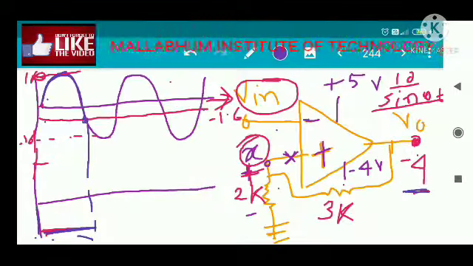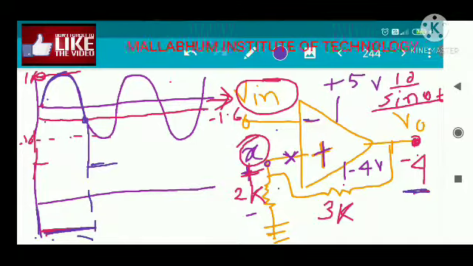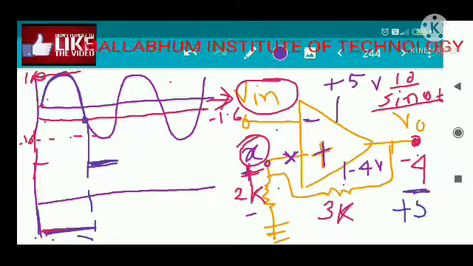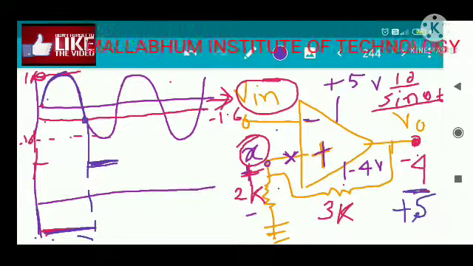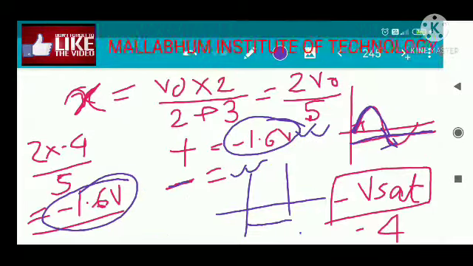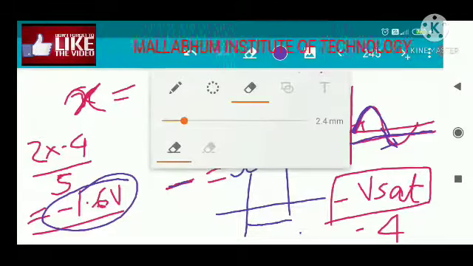then this point potential will be higher than this point potential because input is going below minus 1.6. Then output will switch back to plus B sat. So how long will it maintain plus B sat? As long as this voltage becomes plus 5, then what happens, again I am just removing this.